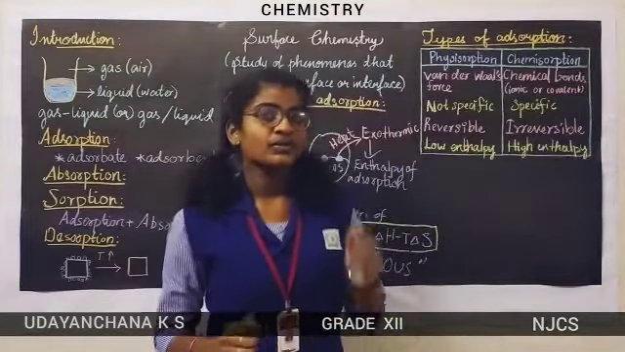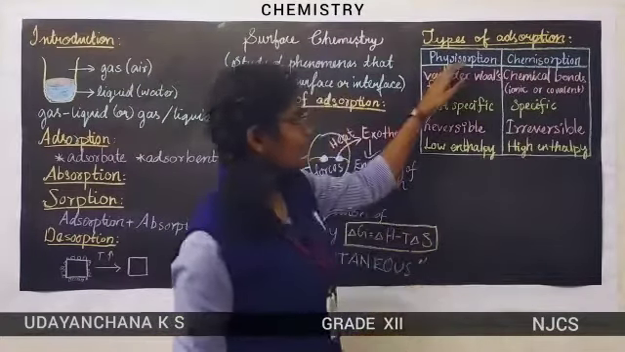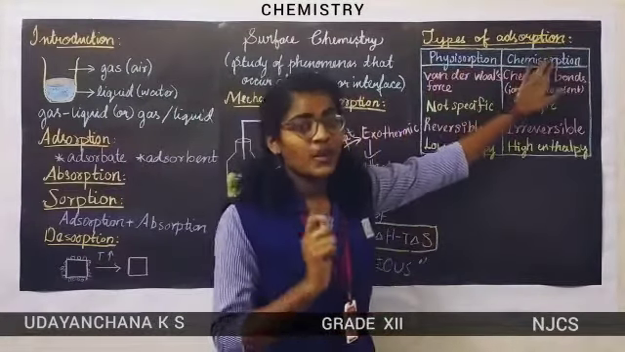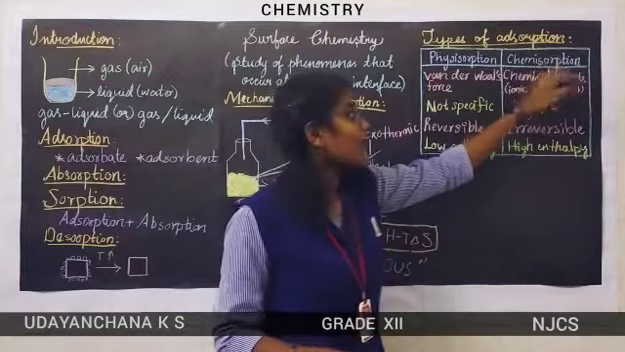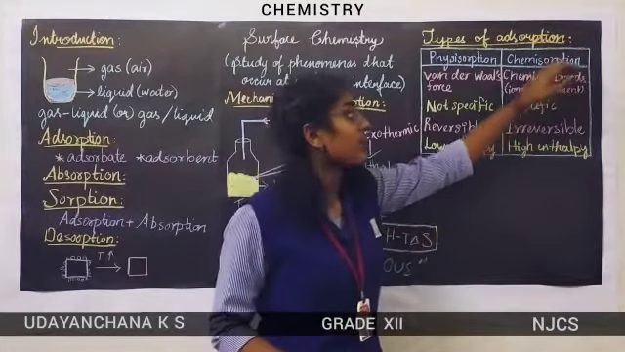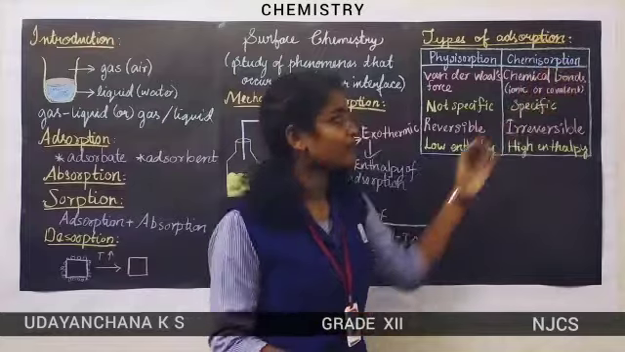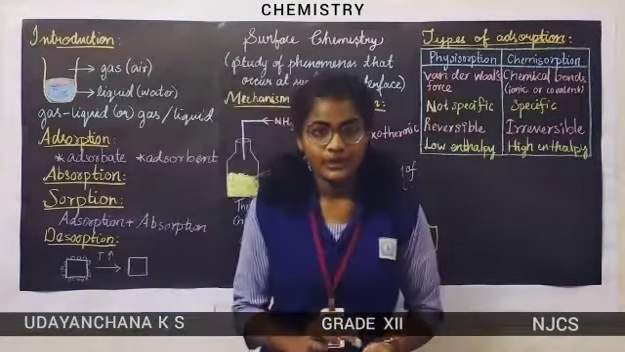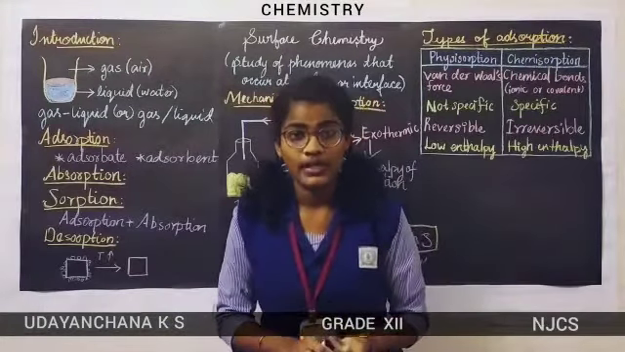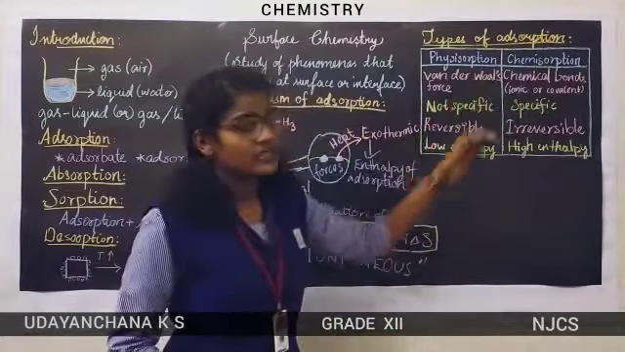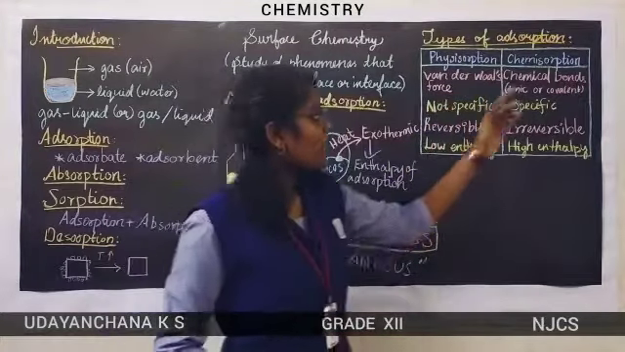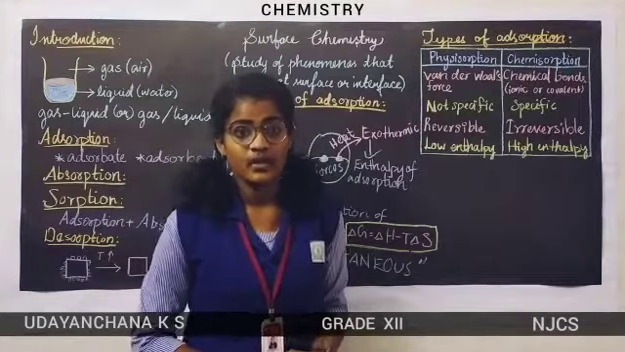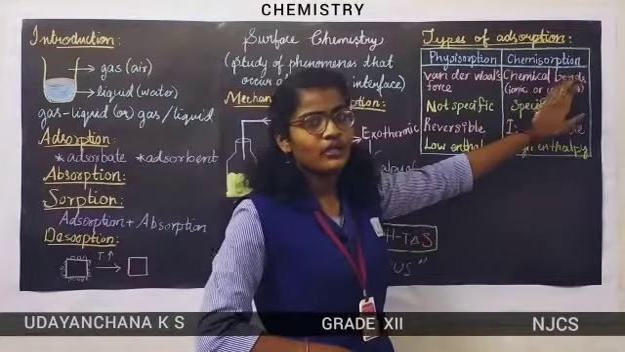Types of adsorption. There are two types of adsorption. Physisorption. Physisorption is also called physical adsorption. Chemisorption. Chemisorption is also called chemical adsorption. As chemisorption is an activated process, it is also called activated adsorption. Now, let us see what is physisorption. When gas molecules adsorb at the surface of a solid by weak van der Waals force, it is called physisorption. By the way, chemisorption is the adsorption of gas molecules on the surface of a solid by chemical bonds. It may be ionic or covalent.